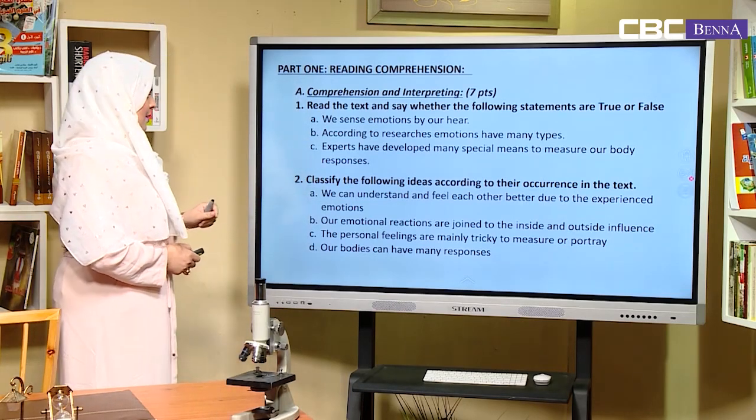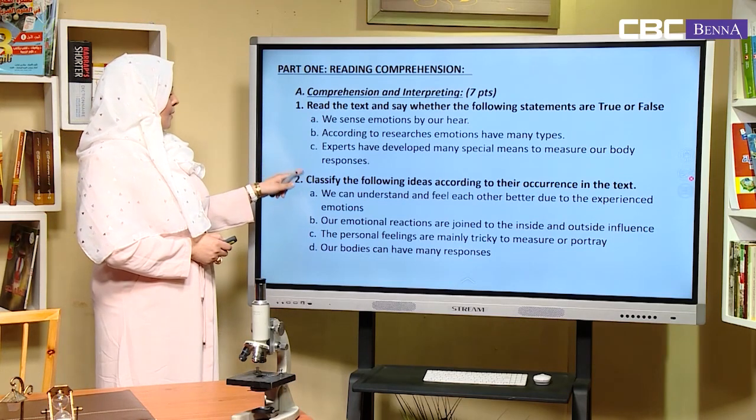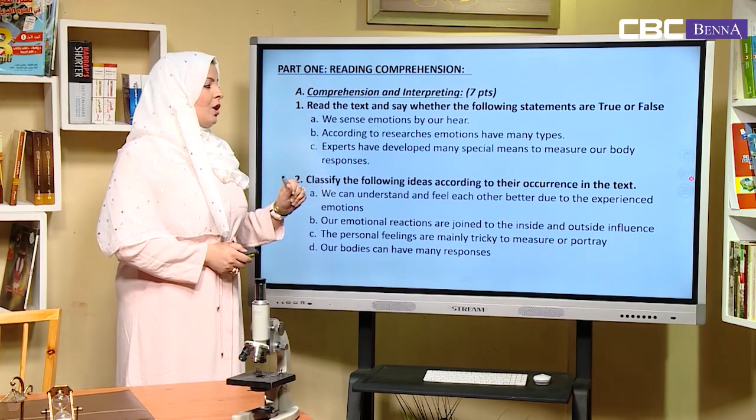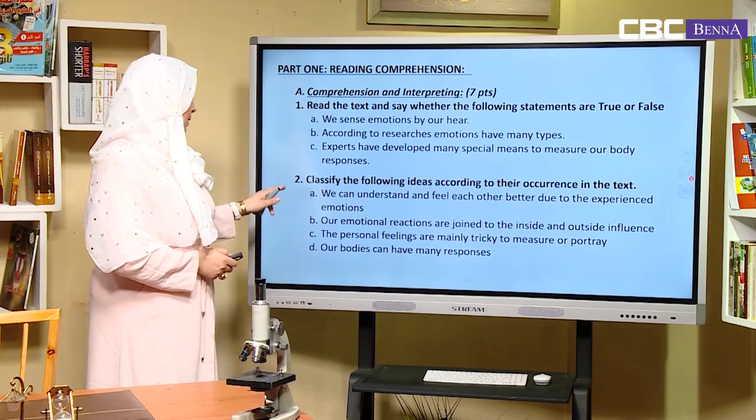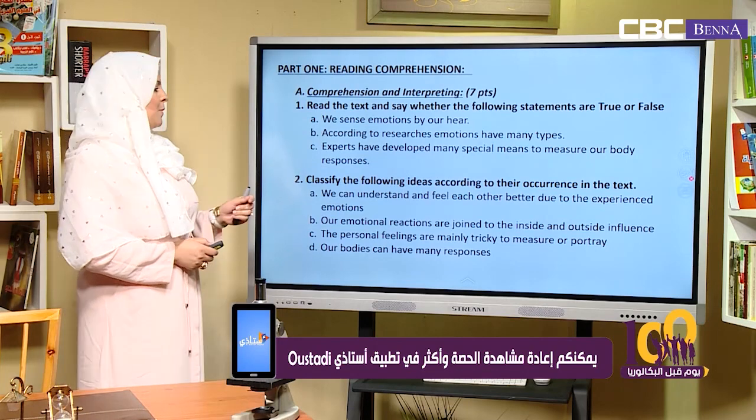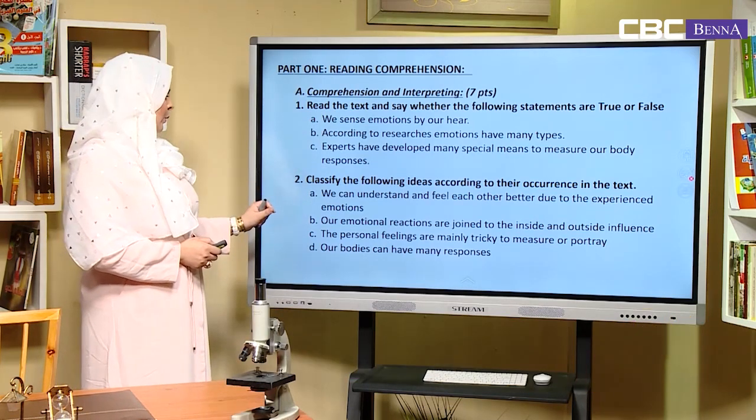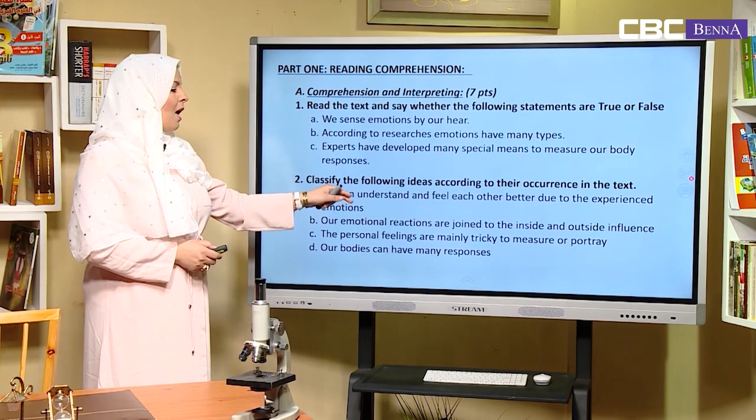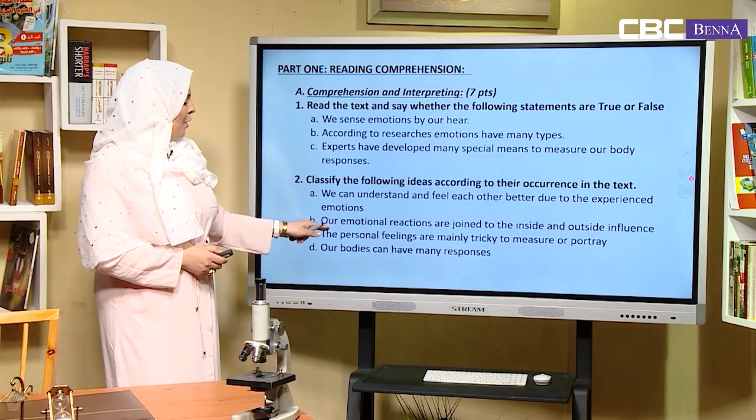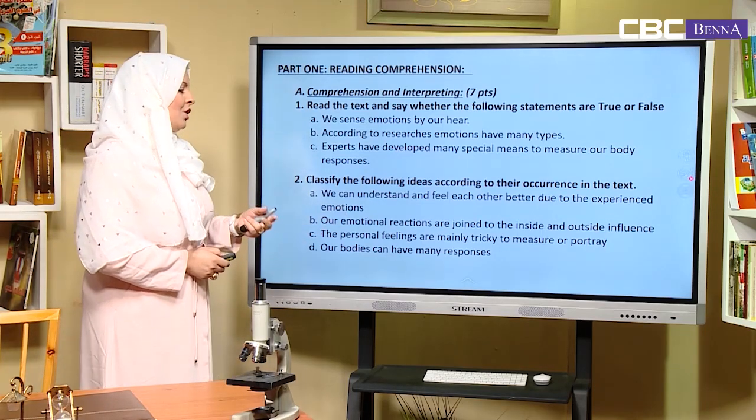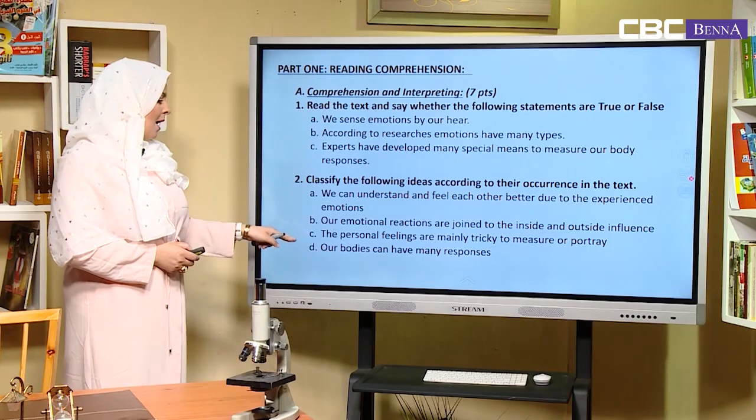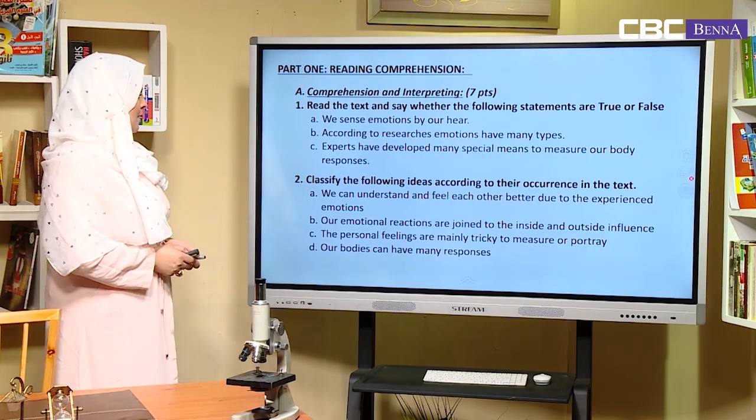Let's move to the second activity. Classify the following ideas according to their occurrence in the text. 1. We can understand and feel each other better due to the experienced emotions. 2. Our emotional reactions are joined to the inside and the outside influence. 3. The personal feelings are mainly tricky to measure or portray. 4. Our bodies can have many responses.